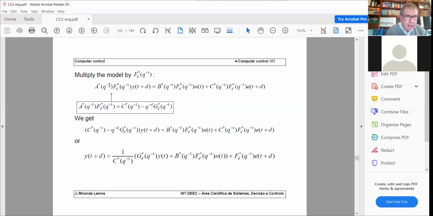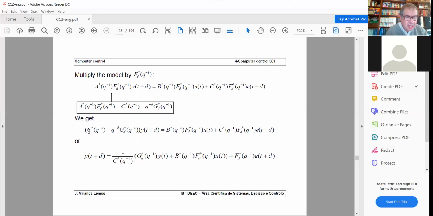Now, I have multiplied my model by F. Now, I use the fact that AF is C minus Q minus D G, okay? This is just the formula that comes from the division of polynomials C and A. So I replace AF by C minus Q minus D G, and I get this other formula.